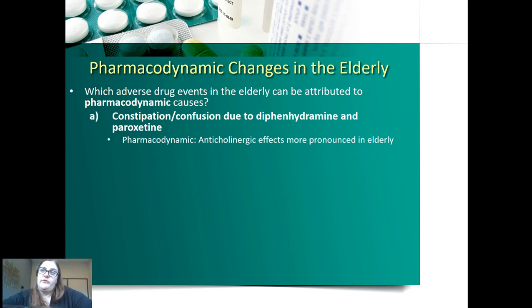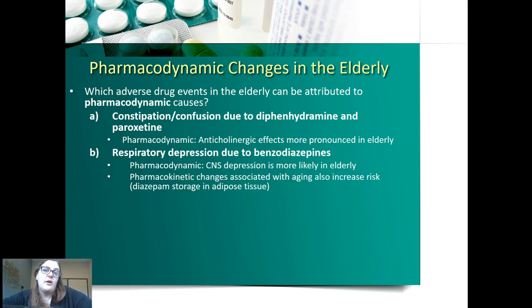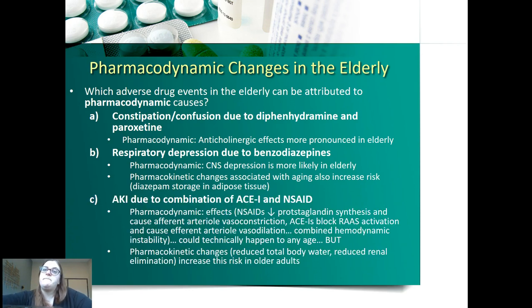So overall, anticholinergic effects are more pronounced in the elderly, and because you're talking about a neurotransmitter, it's more of a pharmacodynamic change. Respiratory depression. CNS depression as well as respiratory depression is more likely in the elderly. But there's also potentially some issues with pharmacokinetic changes, such as diazepam, which is highly lipophilic, is going to be stored more in the older adult and accumulate more. And then AKI due to combination of ACE and NSAID, this is really both. This is both pharmacodynamic and pharmacokinetic.